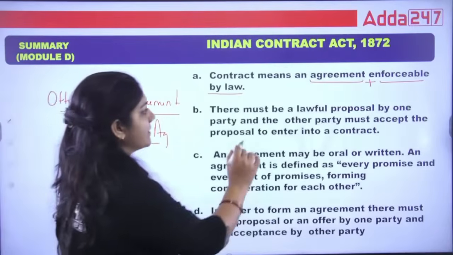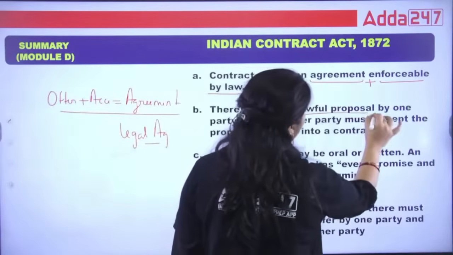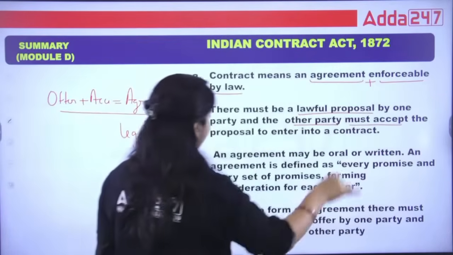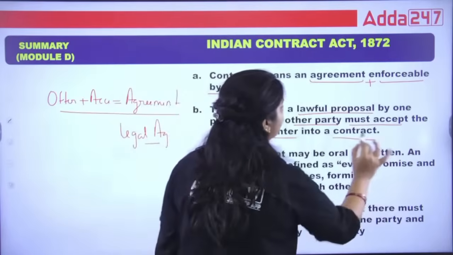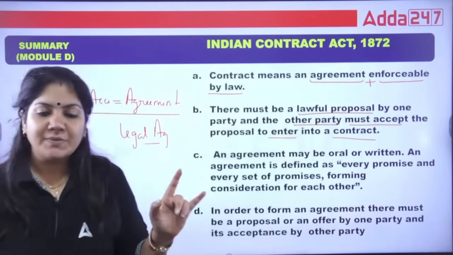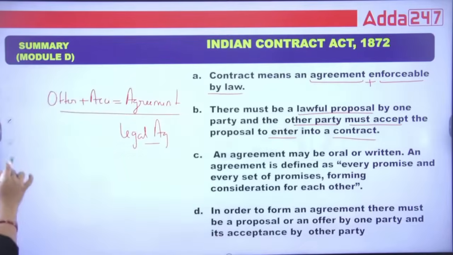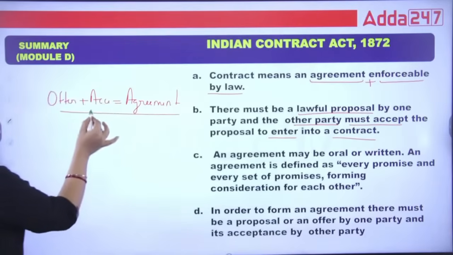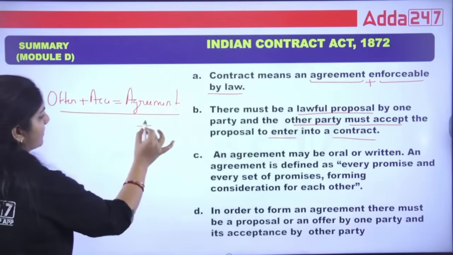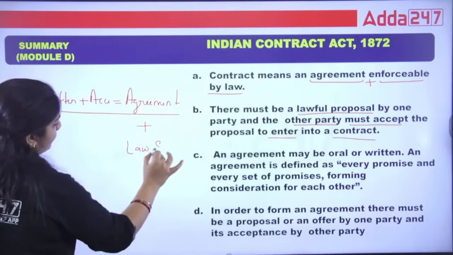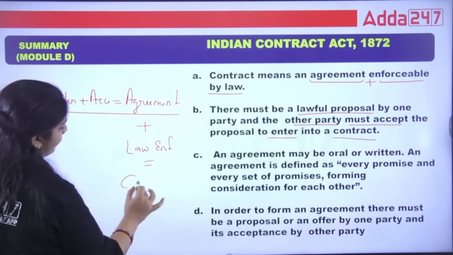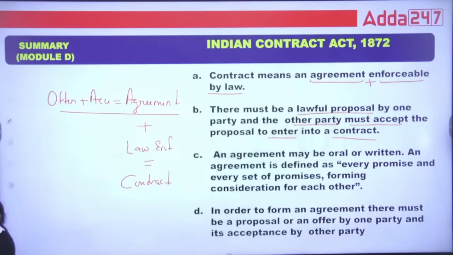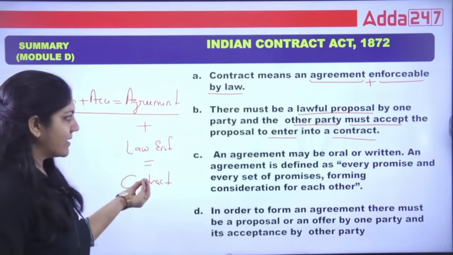Okay. Now, there must be a lawful proposal by one party and the other party must accept the proposal to enter into the contract. So in the general principle of contract, we have just seen the formula of contract. This is offer plus acceptance is equal to agreement, plus law enforceability is equal to contract. So please remember this formula of the term contract. Okay.